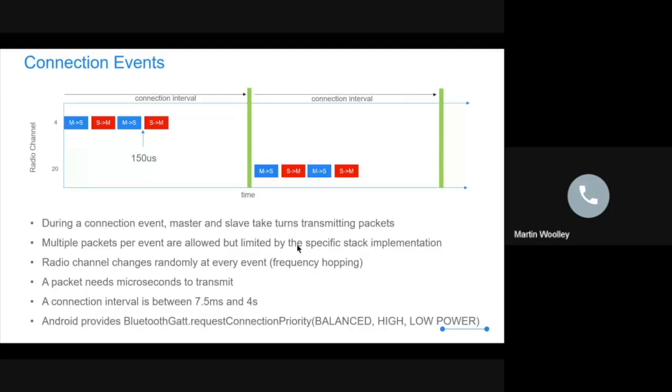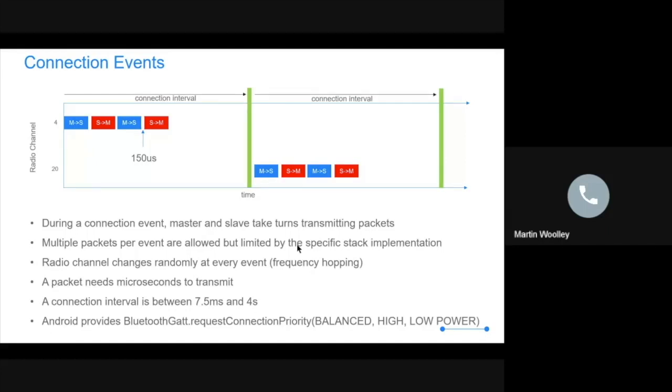So all we can say about connection events and connection intervals is that the more often a connection event occurs, the shorter the connection interval, then the more often the master device has the opportunity to send some data. Okay, so clearly that's likely to help with our throughput, but we're not necessarily going to be using the whole of the connection interval. And connection intervals can range from between 7.5 milliseconds at one end of the spectrum and 4 seconds, which is very infrequent at the other.